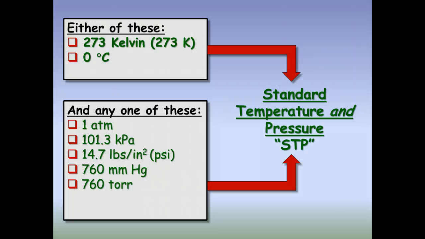So, we have a thing called STP, or standard temperature and pressure, and that's either 0 Celsius or 273 Kelvin, and 1 atmosphere pressure, or 101.3 kilopascals, or 14.7 pounds per square inch, or you get the idea. So, standard temperature and pressure is telling you the conditions for both the temperature and the pressure.